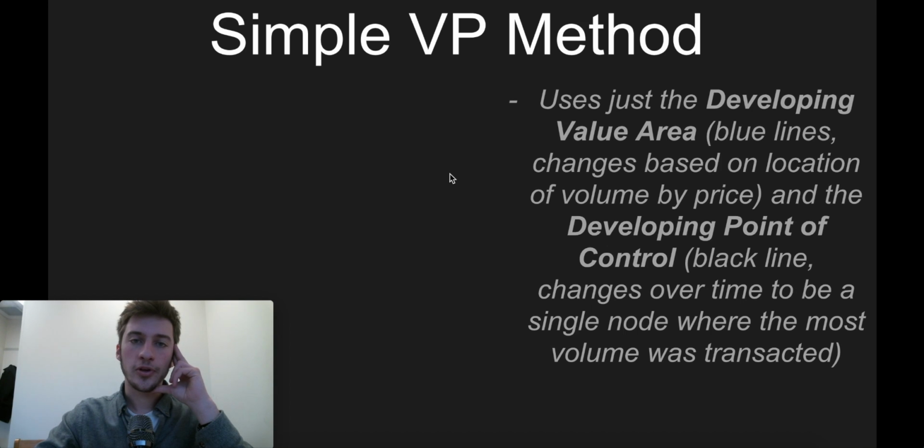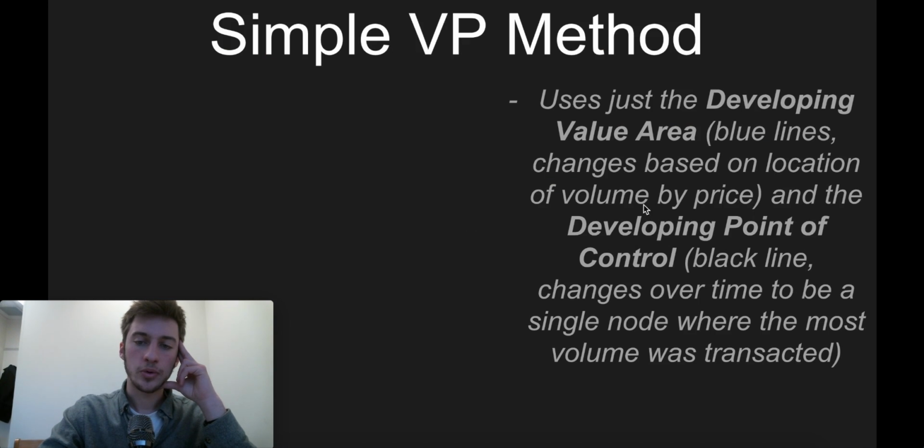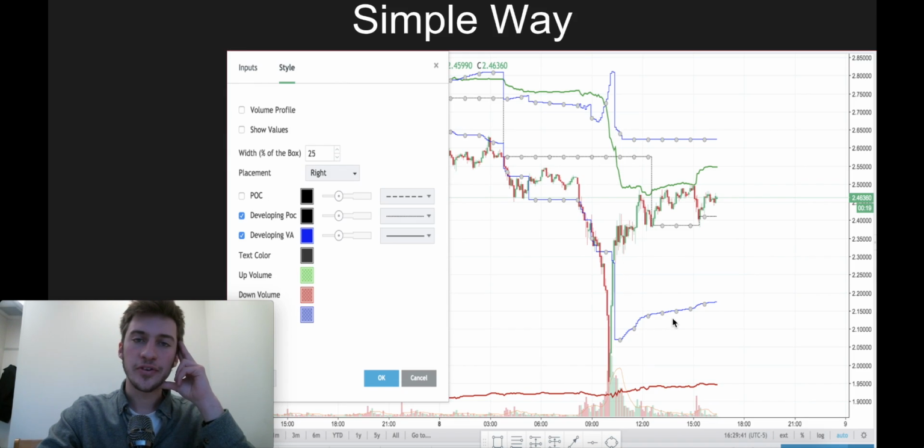So the simple volume profile method, the only reason I call this simple is because it actually doesn't use the visual volume profile. It uses the lines generated from the volume profile. So let me show exactly what that means. What the blue lines show is the developing value area, so the value area and how it changed throughout time. And the black line right here, as you can see, that drops and then goes back up, that's the developing point of control. The point of control is also known as the volume node that has the highest amount of volume transacted.